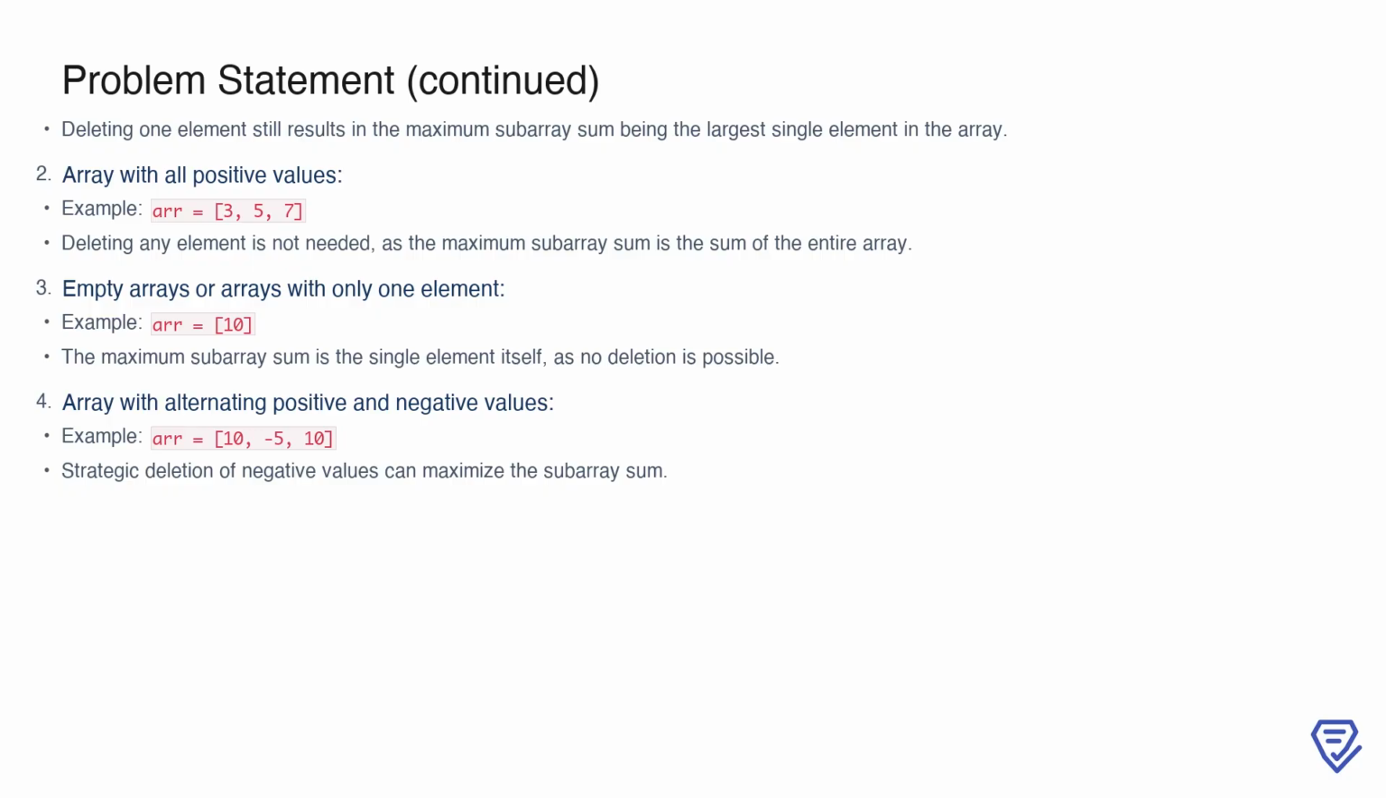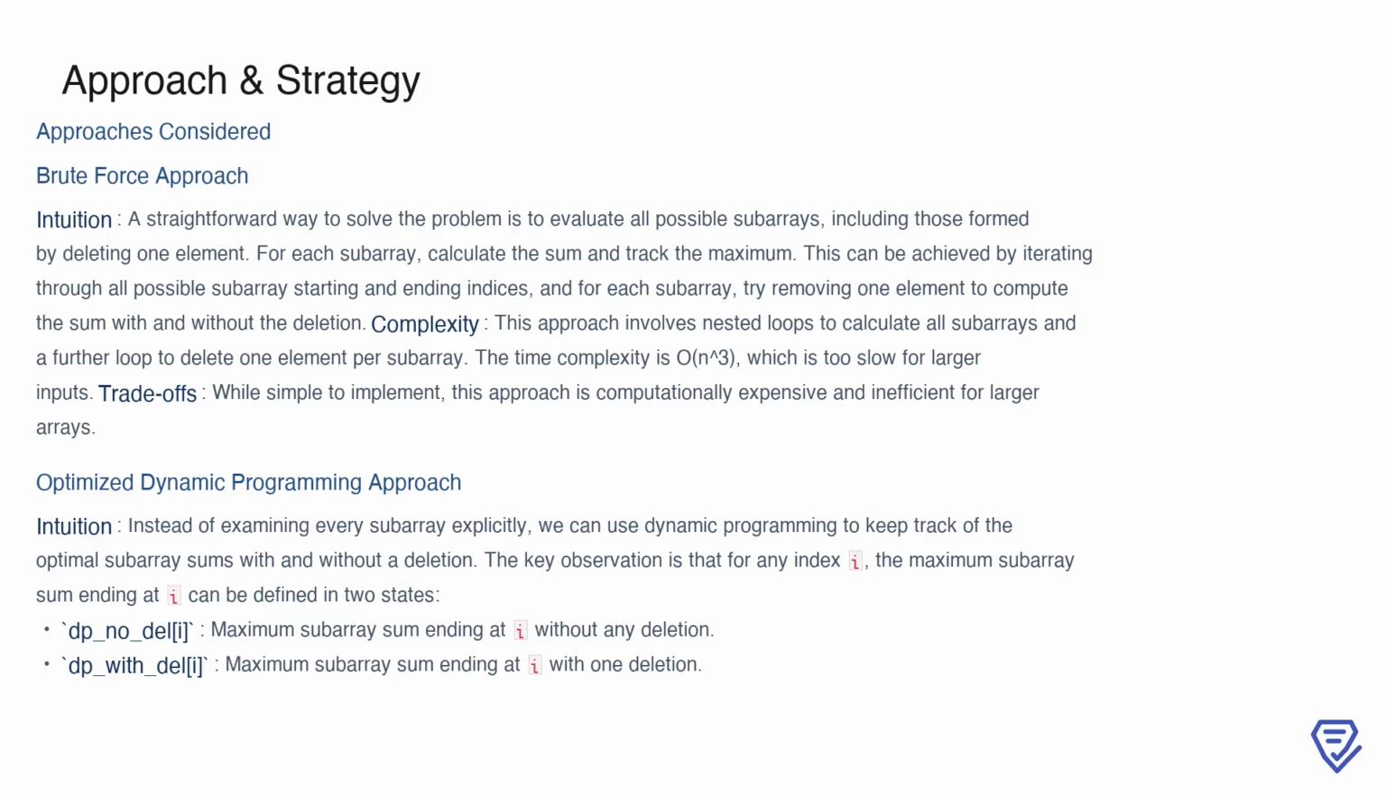If the array contains only one element, for example, 10, the result is just that element itself, as there's no option to delete anything. Finally, arrays with alternating positive and negative values, like 10, -5, 10, can benefit from strategically deleting negative values to maximize the sum. This variety of cases highlights the importance of carefully considering when and where to delete an element to achieve the optimal result. To tackle this problem, we explored several approaches.